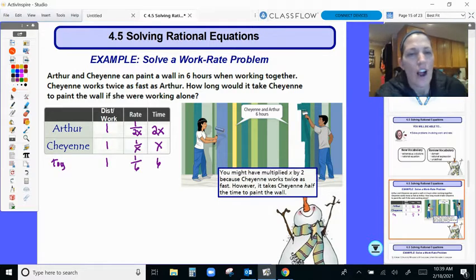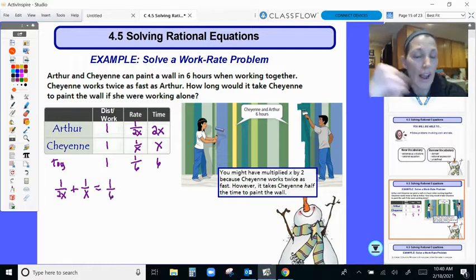And then the rate here, so Arthur can do this in 1 over 2x. Cheyenne, 1 job in x hours, and together 1 job in 6 hours, okay? And so the way we write this now is the rates together, so 1 over 2x. If I add the rates working alone, it should equal the rates together, okay? This should look familiar, right? Because we've been solving these rational equations all along.